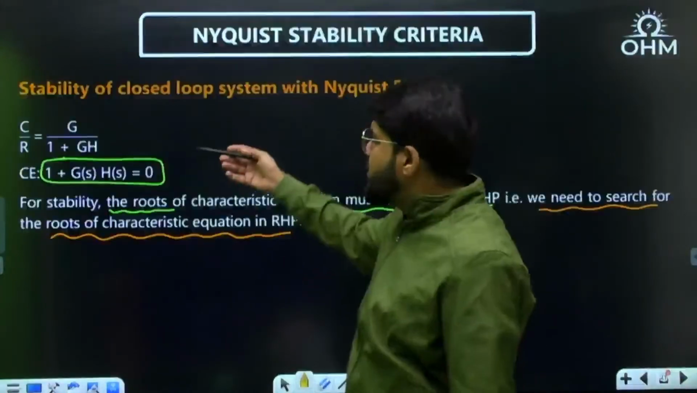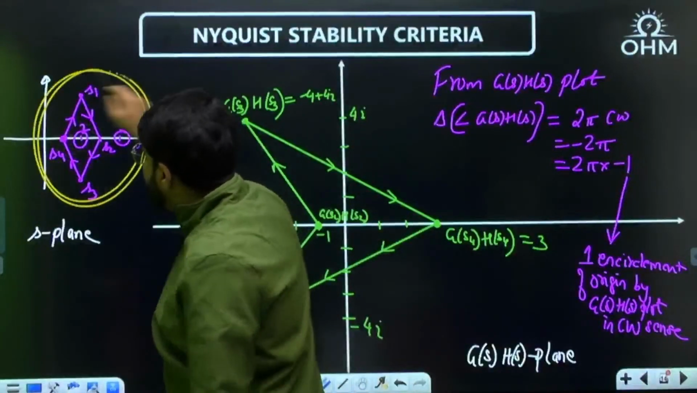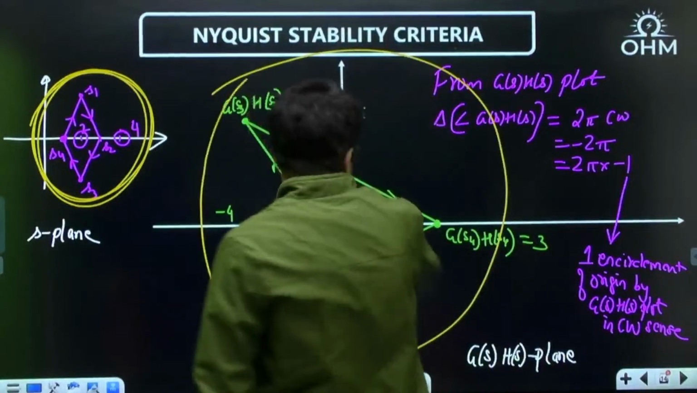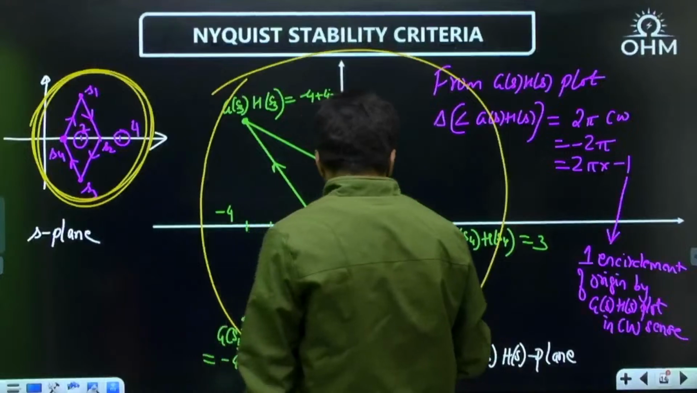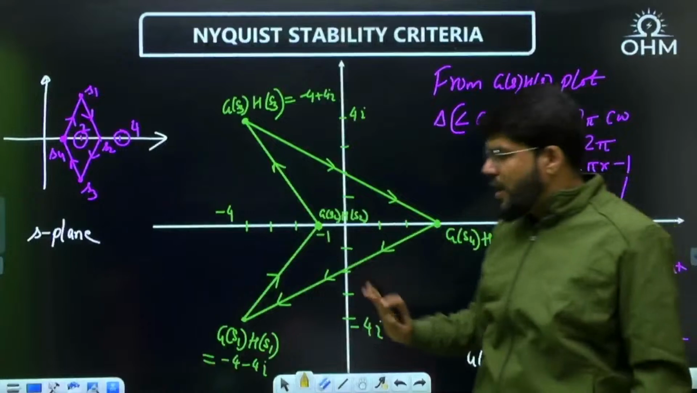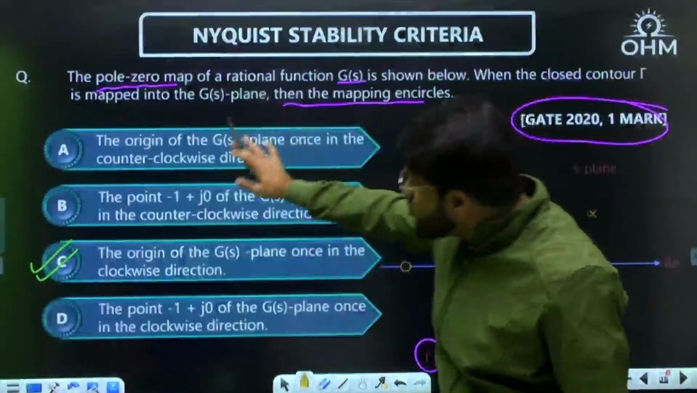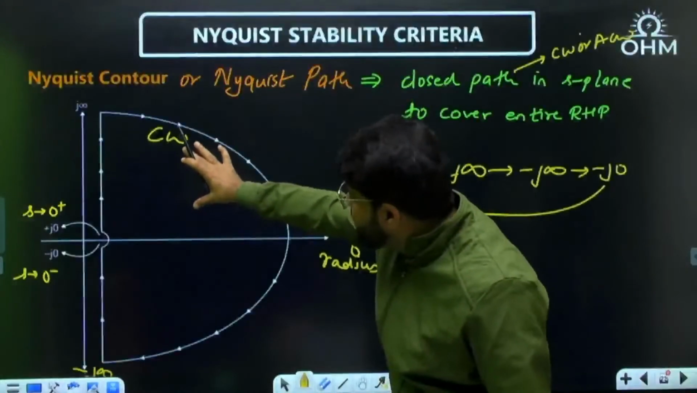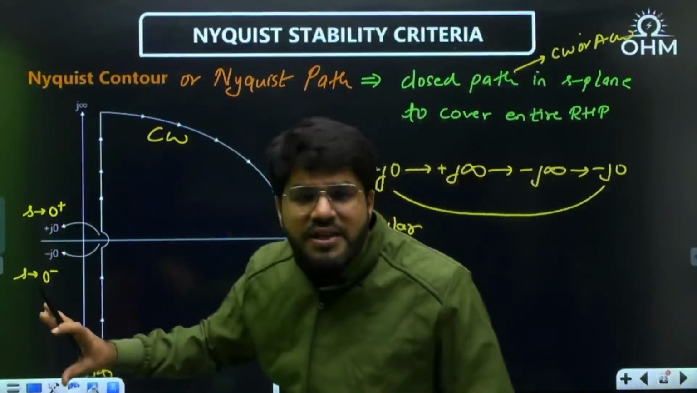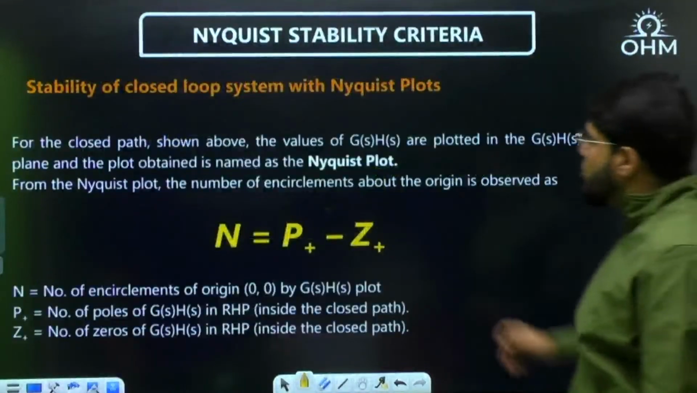Some closed path we have taken in the s-plane; corresponding to the values of s in the closed path shown, we draw the value of G(s)H(s). Where do we draw the value of G(s)H(s)? In the G(s)H(s) plane. For these values of s, covering the entire RHP, when you draw the G(s)H(s) plot, such a plot is then known as the Nyquist plot.